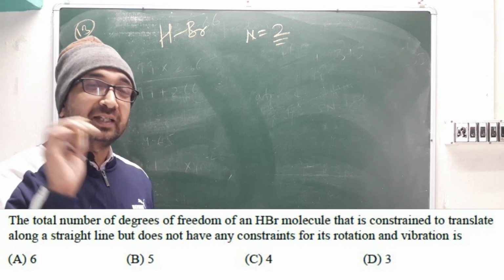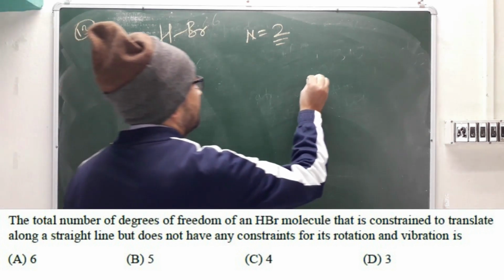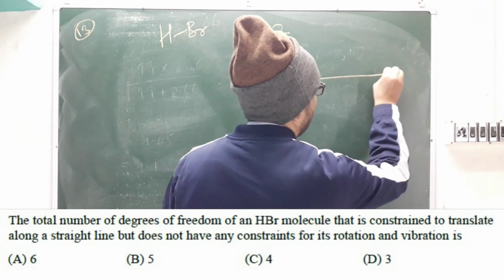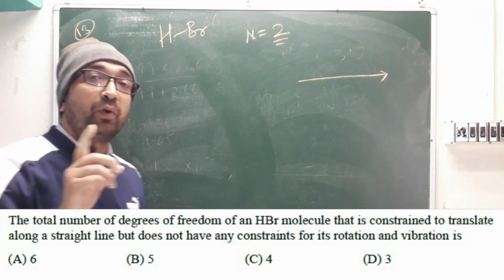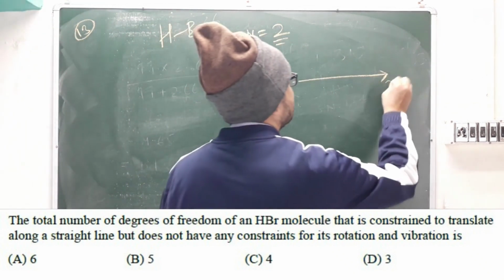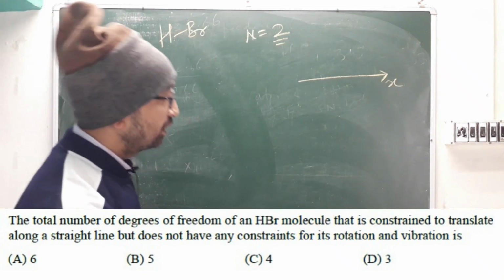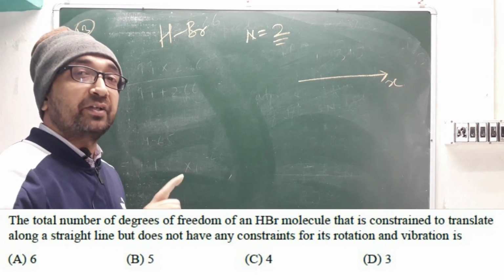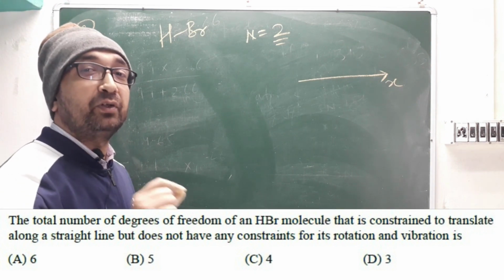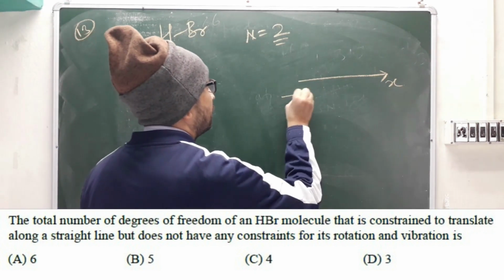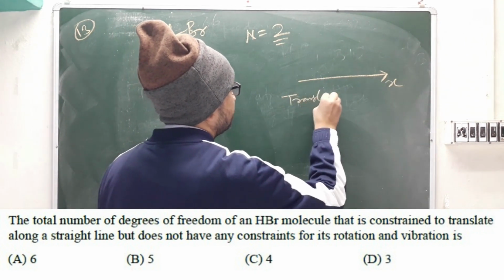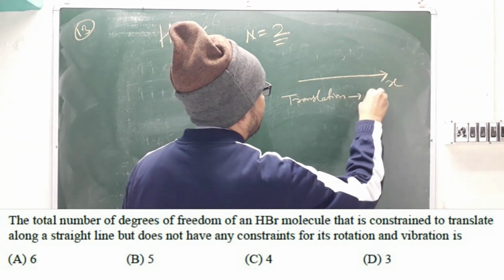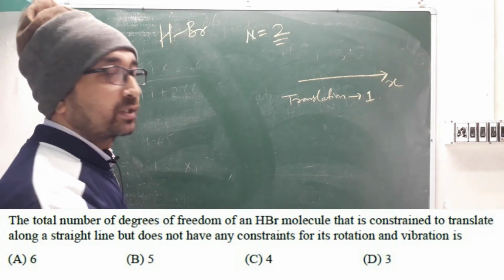For translational, they have made a limit. What is that limit? It can travel only along a straight line, meaning only one direction. If you are taking x, only the x coordinate it can travel. If you are taking y, it can travel only in the y direction. If you are taking z, it can travel only in the z direction. So directly from translational degree of freedom you are getting 1, because only one direction it is allowing.